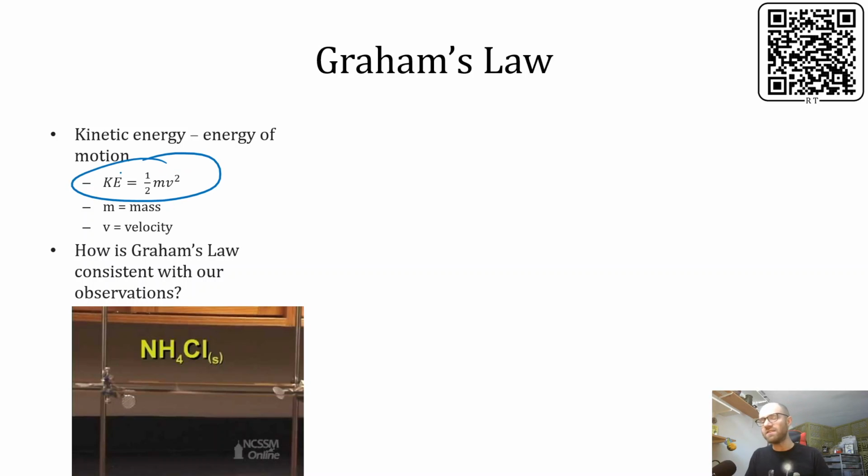1/2 mv squared, where m is mass and v is velocity. So to dig into this, we can say, well, hold on a second. If the average kinetic energies are the same, then the kinetic energy formulas have to be equal. We can plug in some information. I don't really know what the velocity is, but hold on a second. Let's work with the variables first.